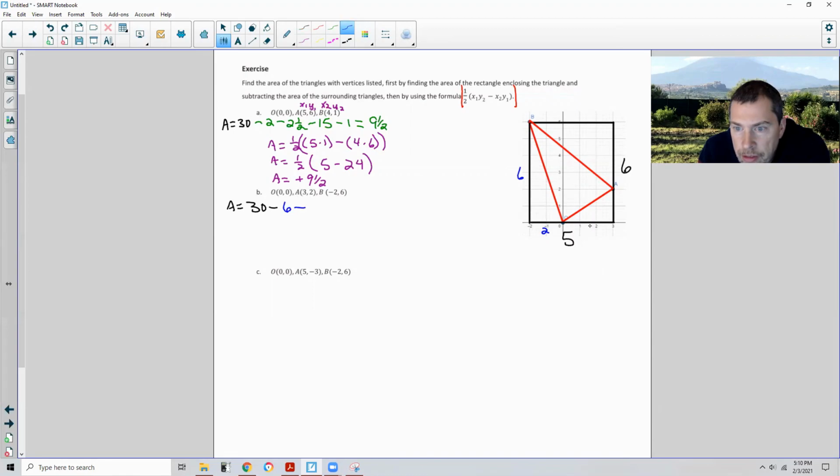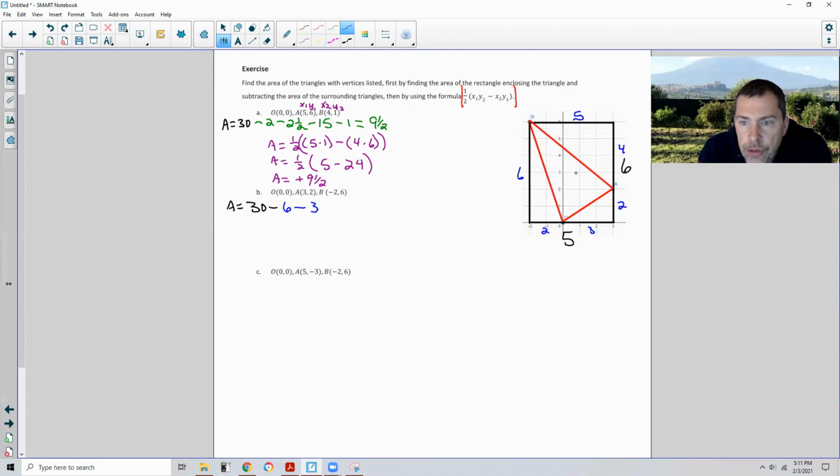Minus this distance is 3. This distance is 2. 3 times 2 is 6. Half of 6 is 3. And from 2 up to 6 is a height of 4. And then negative 2 over to 3 is 5.